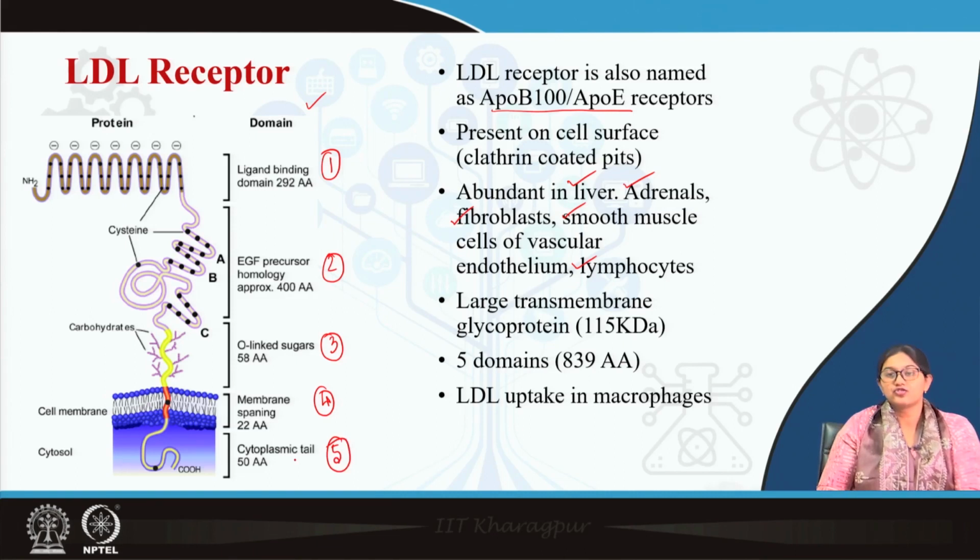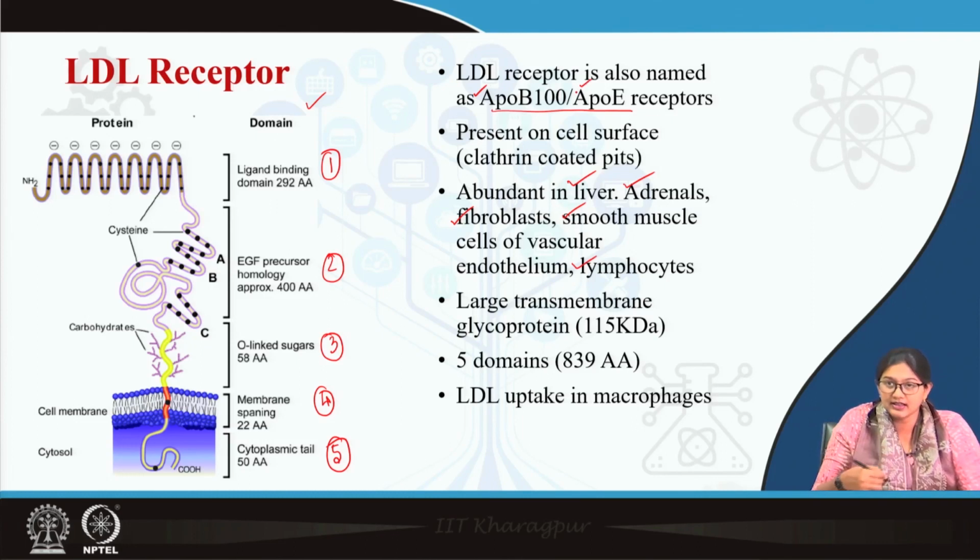Now, the first domain is the ligand binding domain. The ligand binding domain is the N-terminal domain. It is situated outside, it actually protrudes outside the cell surface. Definitely, the name indicates that it binds with the ligand, that is ApoB100 or ApoE containing lipoproteins.